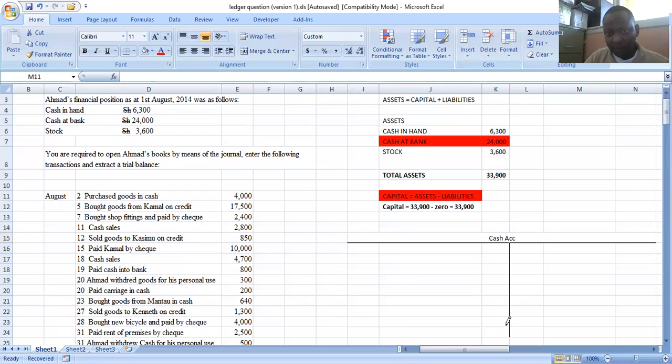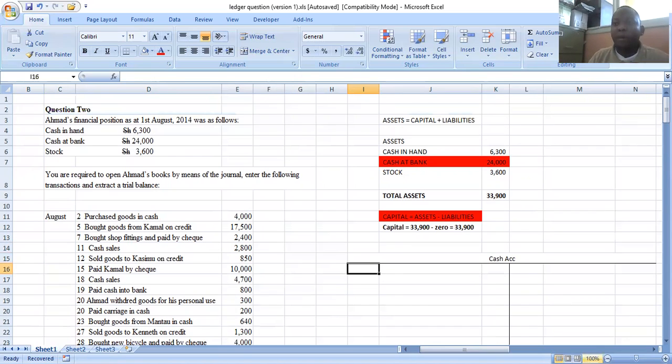For cash at bank. So cash is an asset, and assets will always have a debit balance. So at the beginning of the period, the debit balance will appear on the debit side of the account. So therefore, it will be on August 1st. August 1st, we have balance brought down. So brought down is usually at the beginning. So which is cash in hand 6,300.